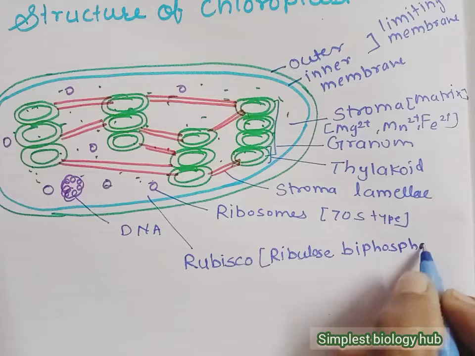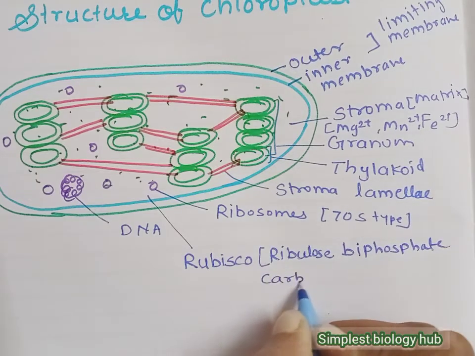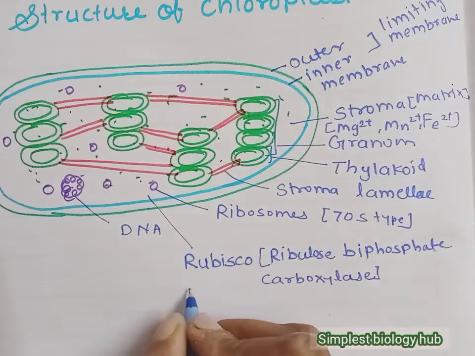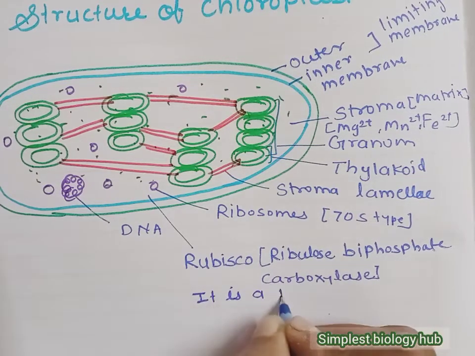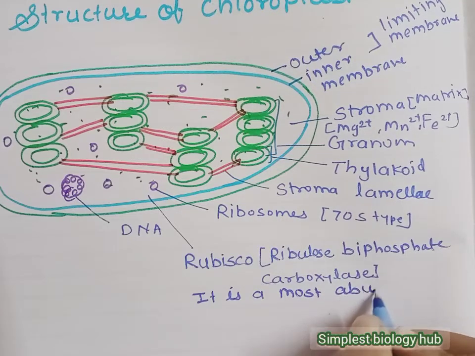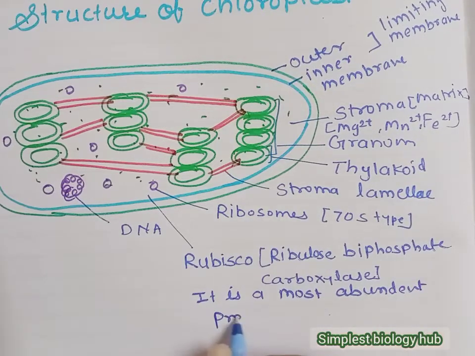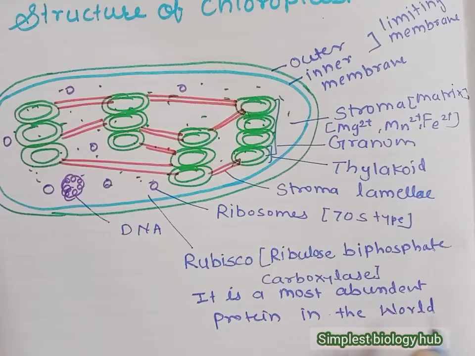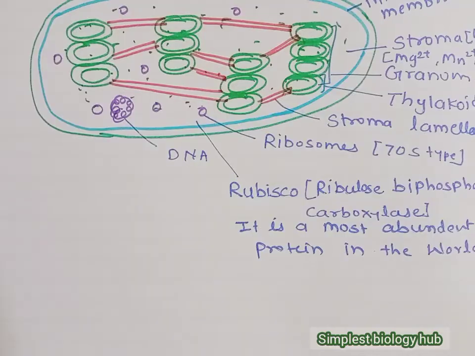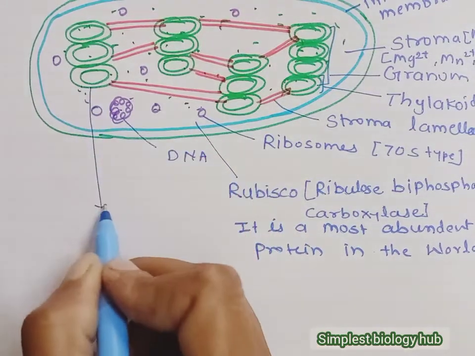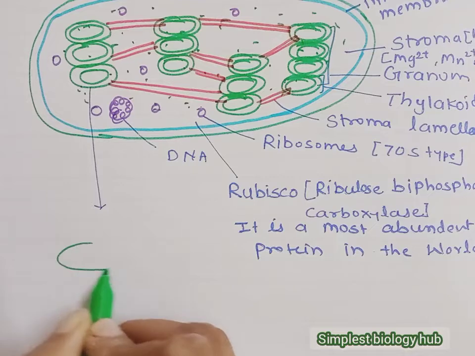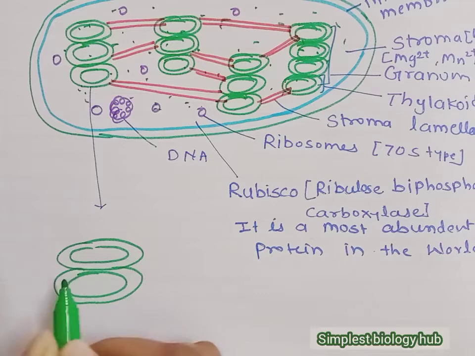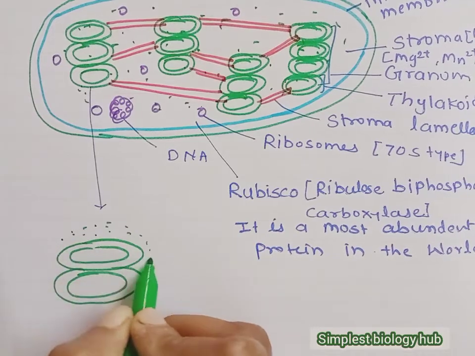One of the most important proteins present in the stroma region of the chloroplast is rubisco, ribulose bisphosphate carboxylase enzyme, and it is the most abundant protein in the world. Most of the time a question arises from that point: which enzyme is the most abundantly found in the world? That is rubisco, in plant cells and in chloroplasts generally.